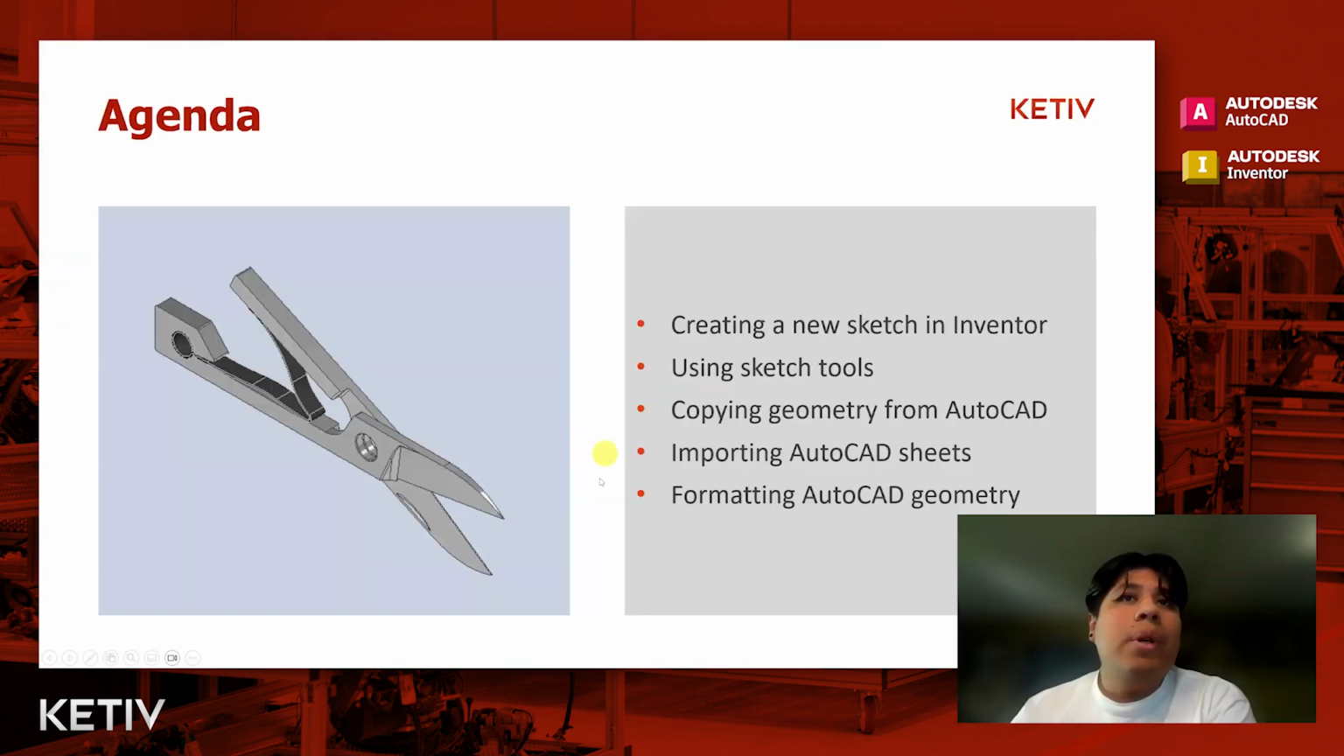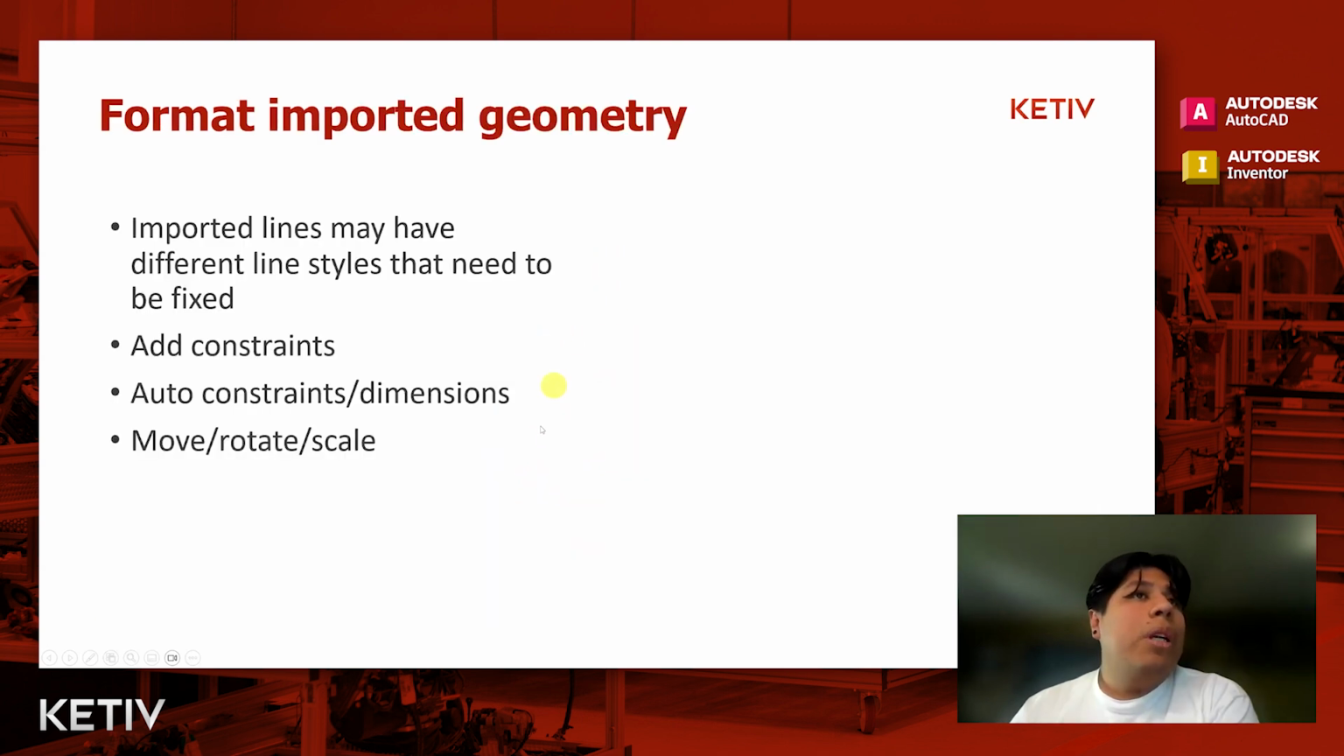Okay, in this next section, we're going to be moving from importing our geometry to now formatting it, now that we have it inside of Inventor. Now, after we've imported it into Inventor, it doesn't come in quite the same as a native Inventor sketch, so we do have to fix a few things on it. First thing being that we do need to change our line style so that they match Inventor, and we're able to see what is unconstrained or what is fully constrained. We do need to add some constraints and dimensions to our sketch to fully finish it off.